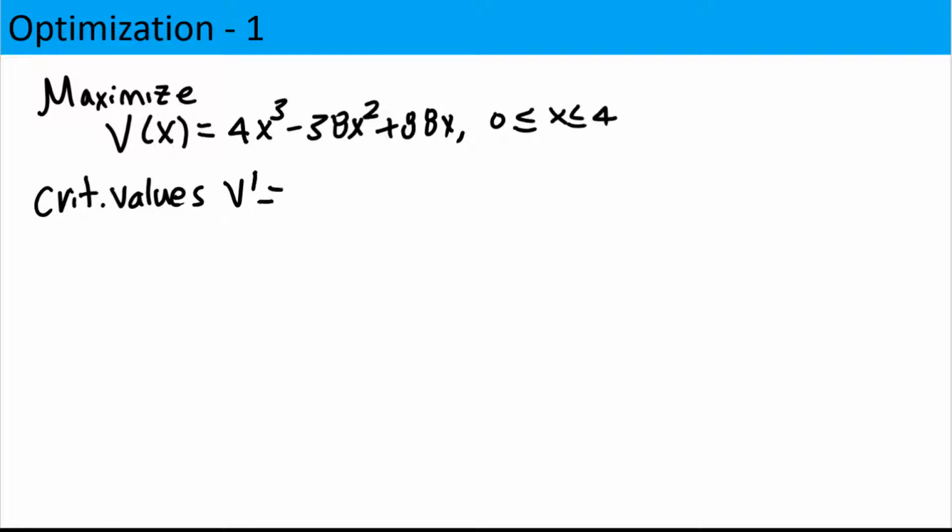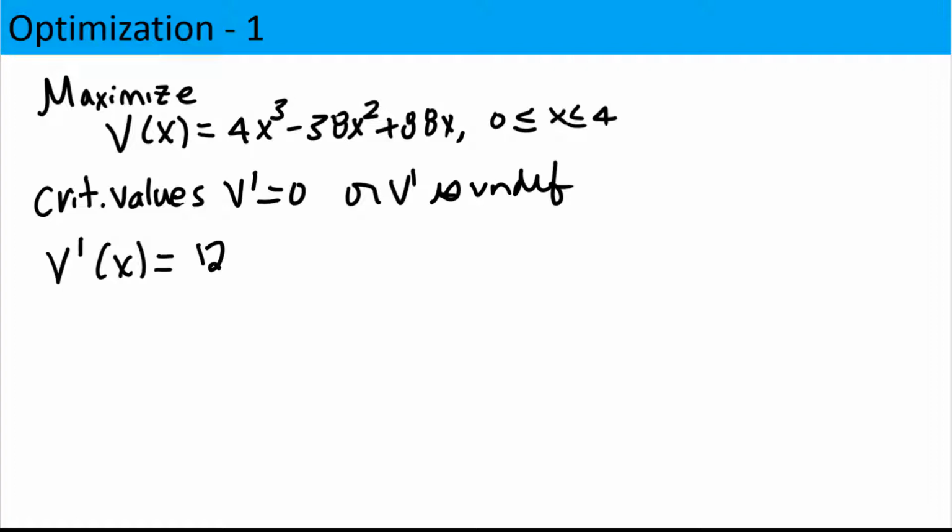Critical values are where the derivative equals 0 or the derivative is undefined. Let's find the derivative. The first derivative would be bringing down the 3 times 4 is 12, x, subtracting 1 from the power, squared, minus 38 times 2 would be 76x, and then the derivative of 88x would just be 88. Now we need to set this equal to 0, and in order to do that, we need to use the quadratic formula.